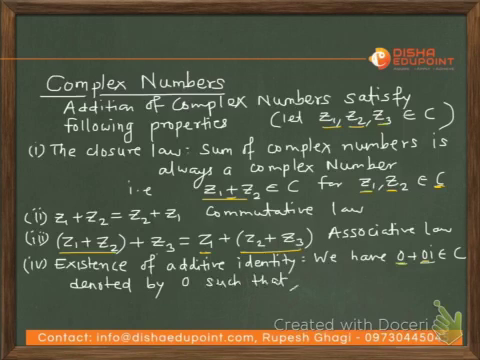Now this number is such that if we add this number to any complex number z, the result will be z again. Obviously 0 will be added to the real part and 0 will be added to the imaginary part. We will get the same number again.